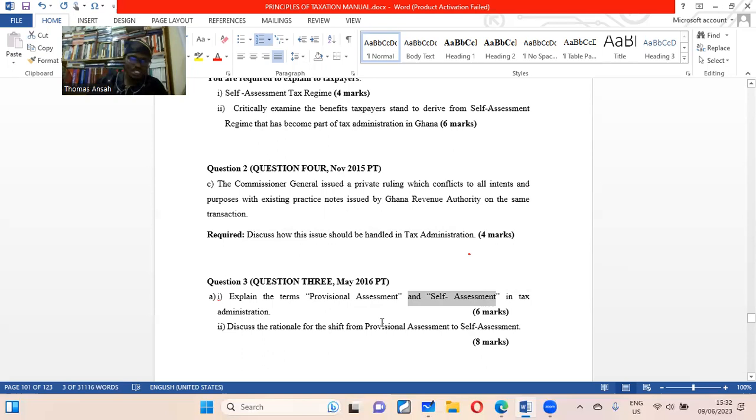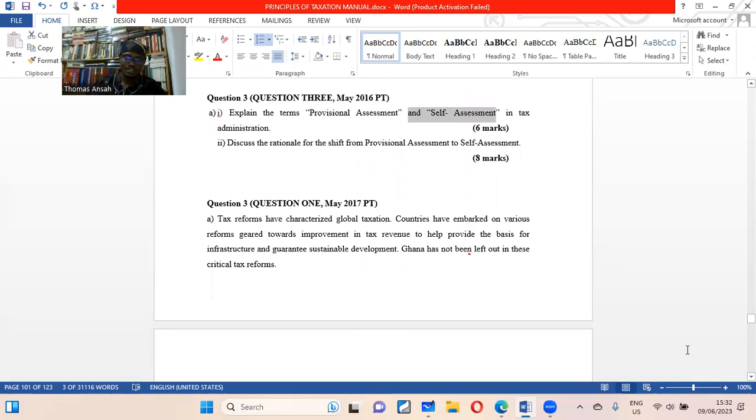Discuss the rationale of shifting from provisional assessment to self-assessment. That is voluntary compliance. So talk about voluntary compliance, the fact that GRA wants taxpayers to comply voluntarily. We feel the responsibility of being part of governance, so we are using that rather than the deterrent factor. All right, so we comply. That is why they are shifting from provisional assessment to self-assessment.